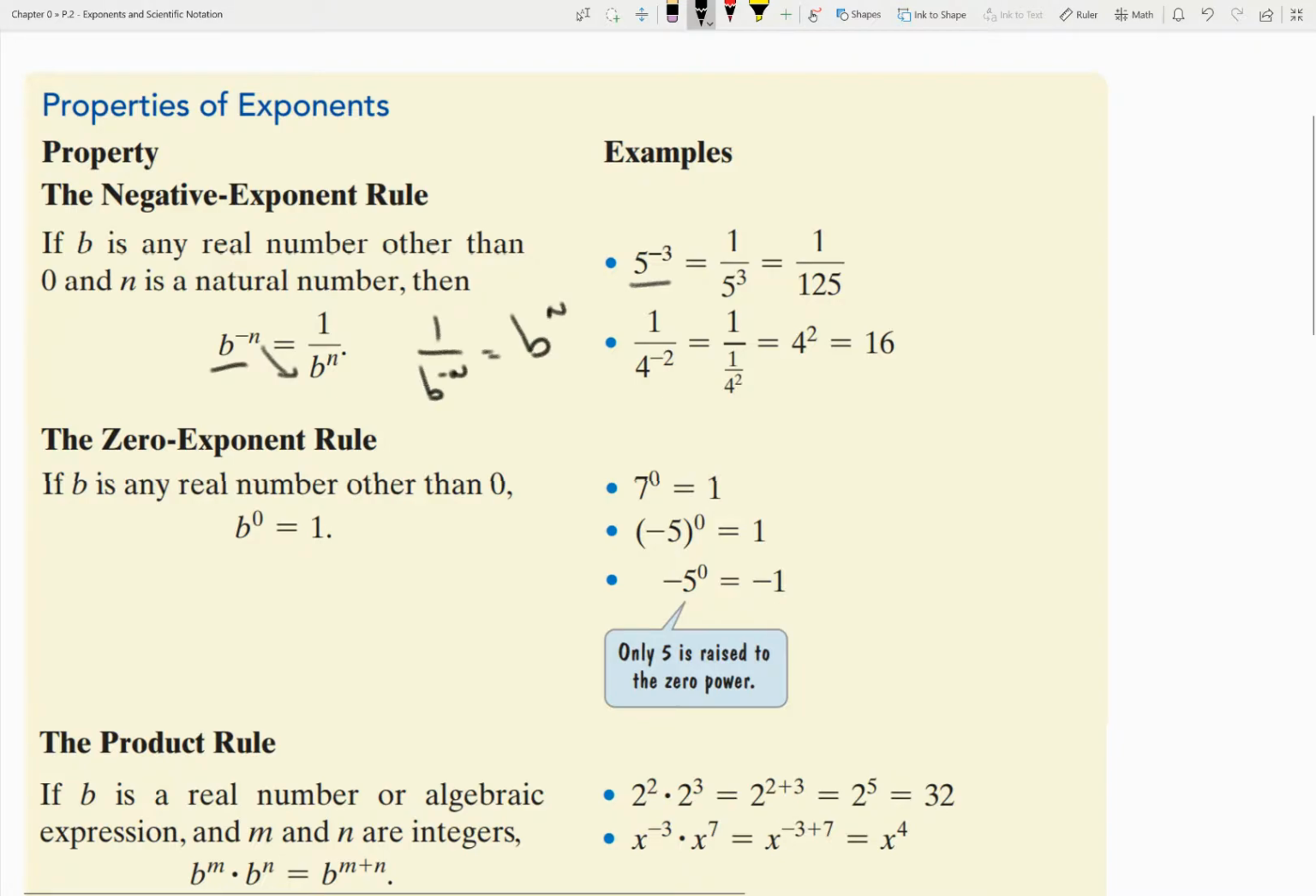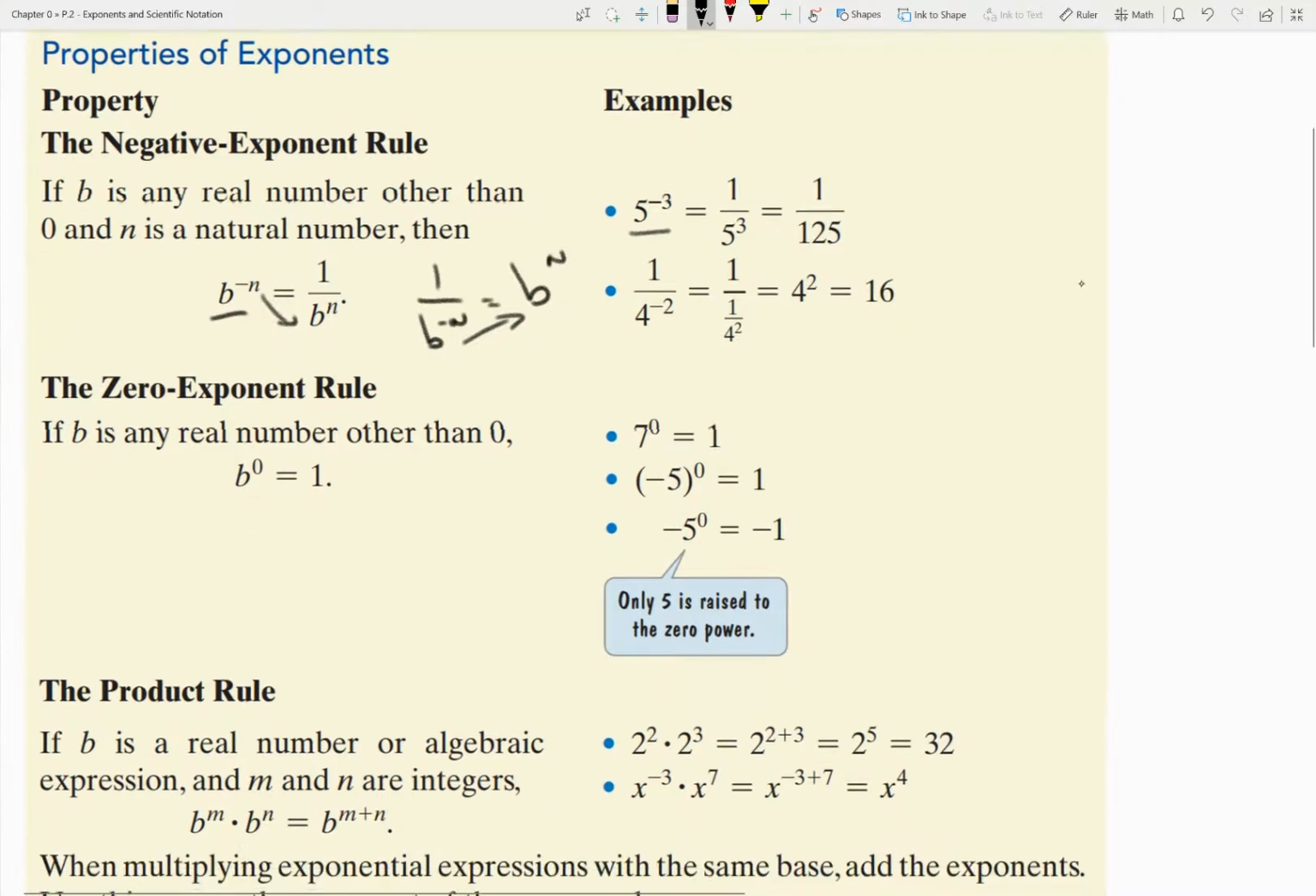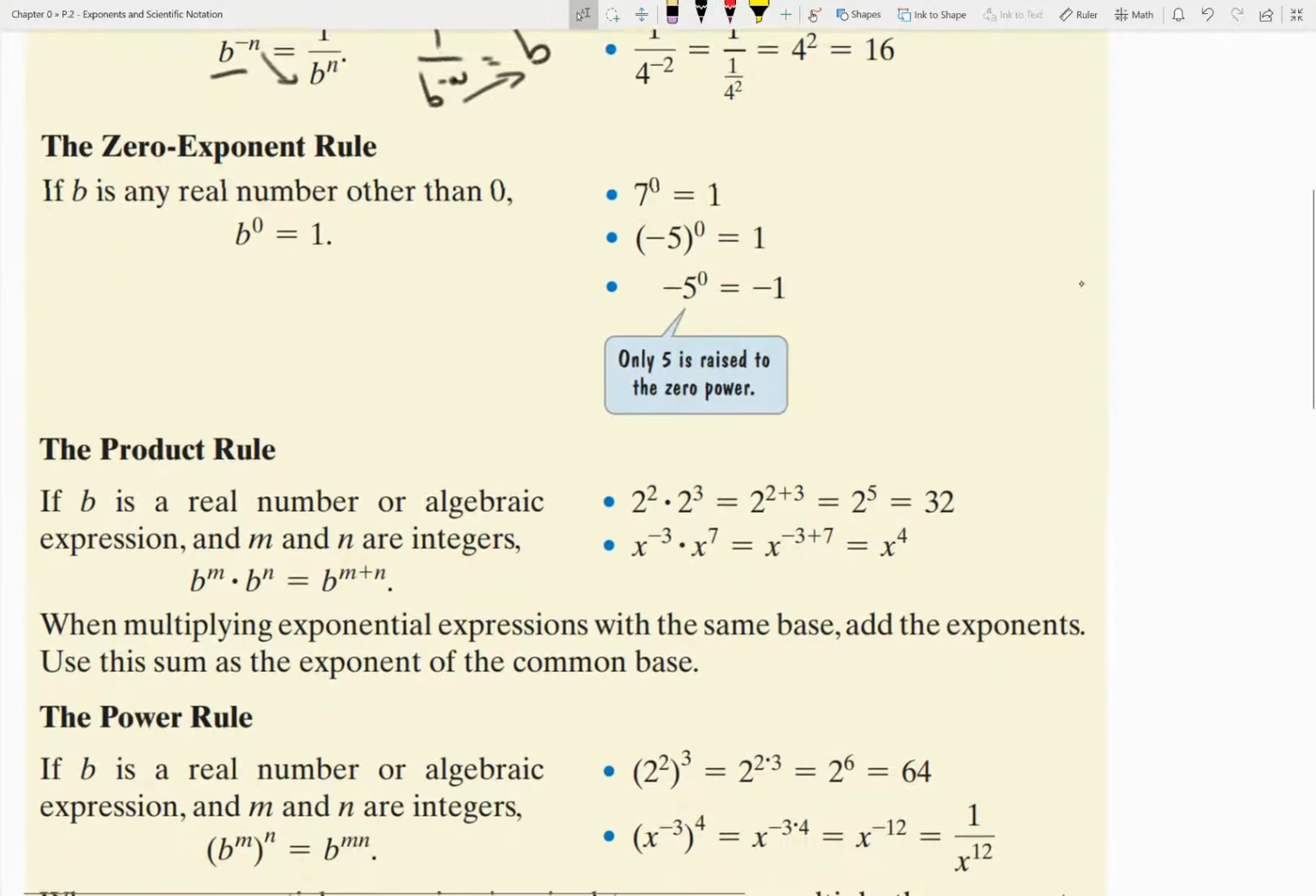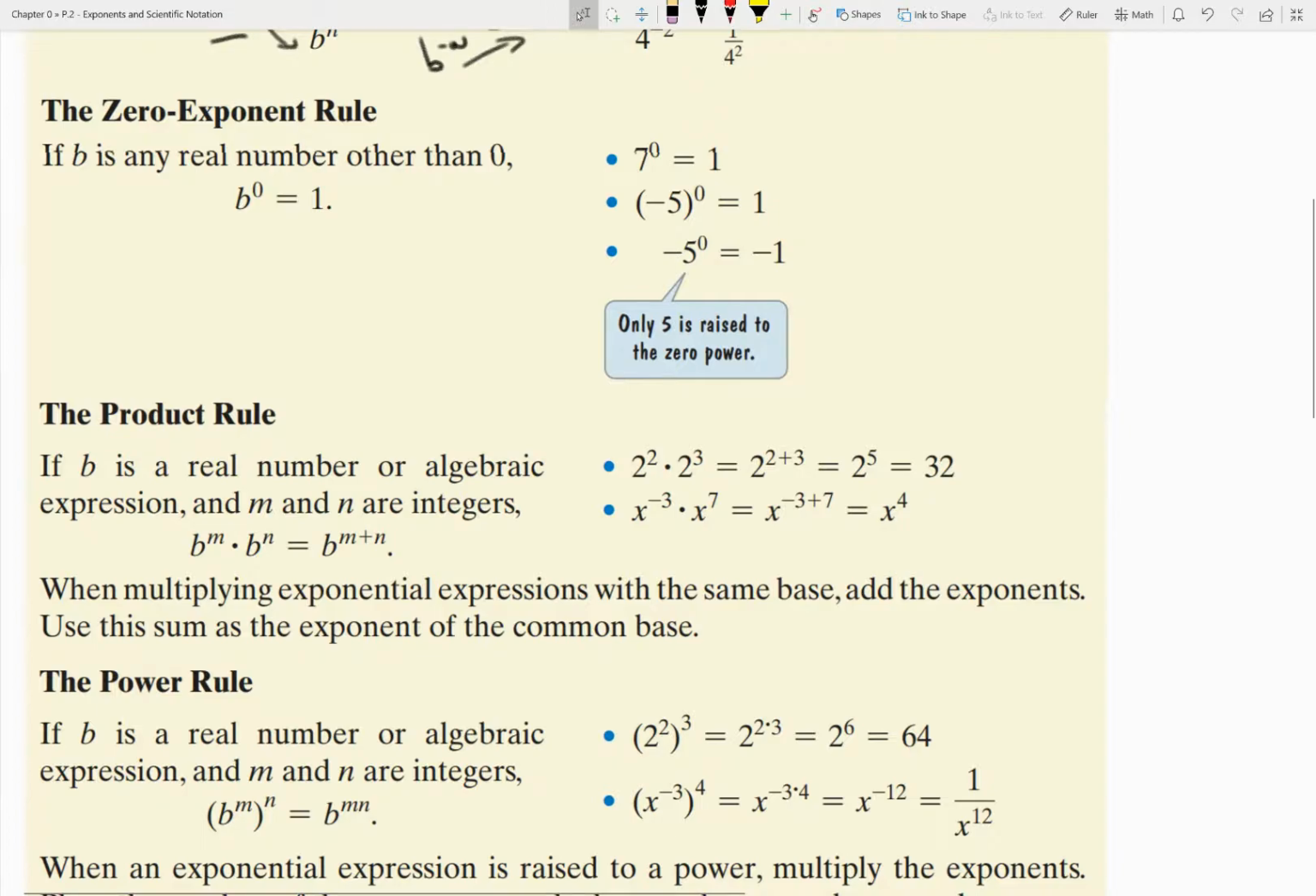So basically, what this says is that if we have a negative exponent in the numerator, by moving it to the denominator, it becomes positive. If we have a negative exponent in the denominator, by moving it to the numerator, we can make that exponent positive. Okay. Next, we have something called the zero exponent rule. That says that if b is a real number other than 0, anything to the 0 power is 1. Anything to the 0 power is 1.